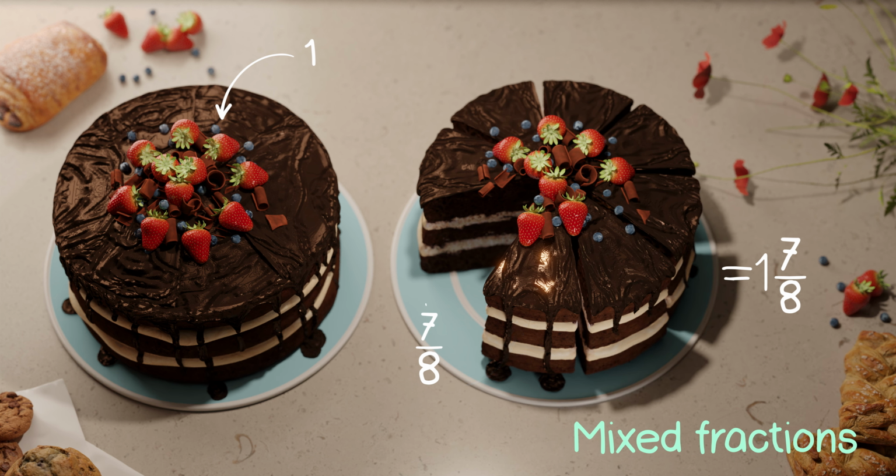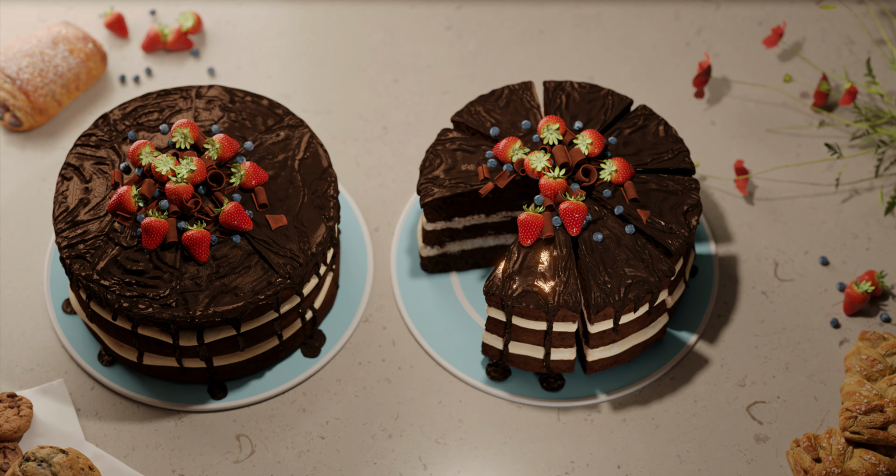Now we have 1 and 7/8, which is the same as 15/8 that we had before. I'm showing you the same numbers so that you can see that there is a close relationship between improper fractions and mixed fractions, and that they represent the same numbers just in different formats. In fact, we need to be able to convert between them. So let's look at how we do that.